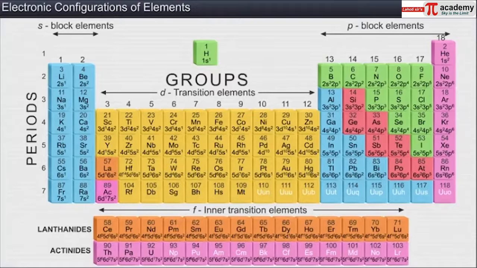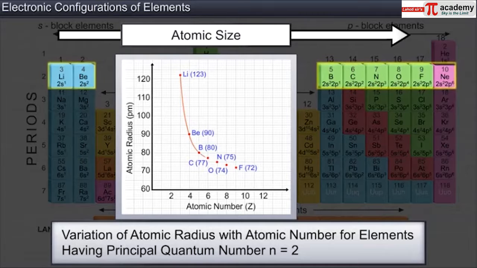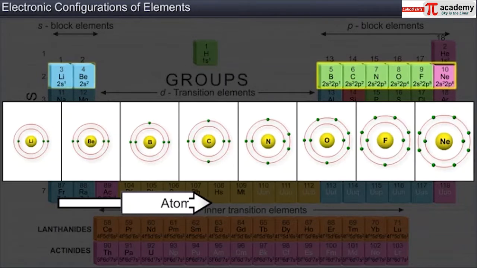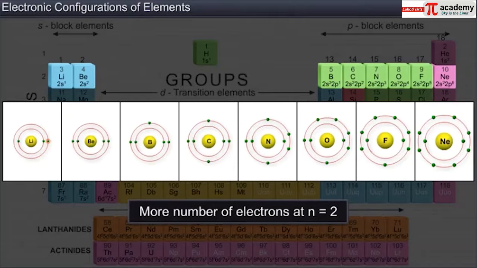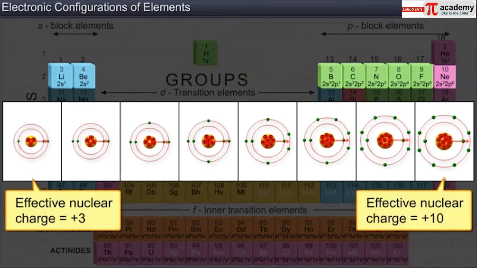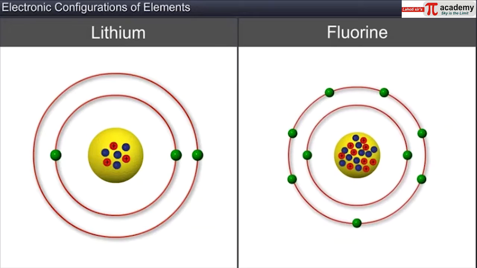For example, as we go from left to right in a period, the atomic size keeps on decreasing. This happens because as the atomic number increases, more electrons get added to the same principal energy level. Due to the same effective distance of electrons from a more positive nucleus due to additional protons, electrons get more strongly attracted to the nucleus, thereby decreasing the atomic size.